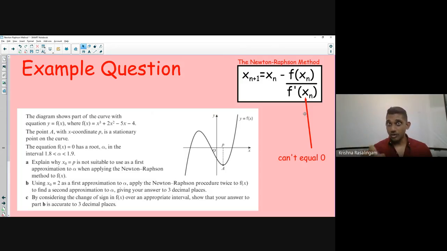So that's the flaw. If someone says, what's the problem with the Newton-Raphson method? You can't divide that quotient part by 0. Done. So you need to be careful what values you pick for x. You could have picked a little bit to the left of p or a little bit to the right of p, just not p. So that's part A in words.